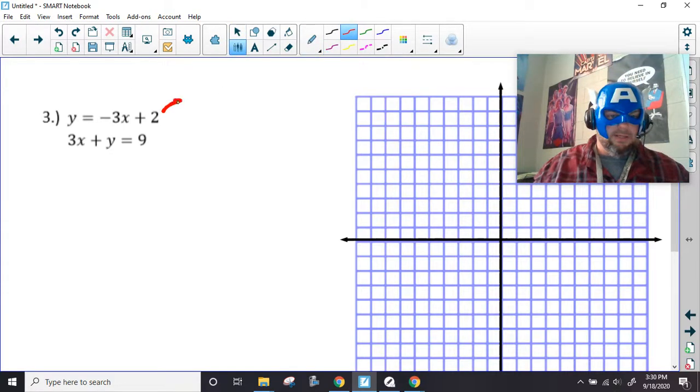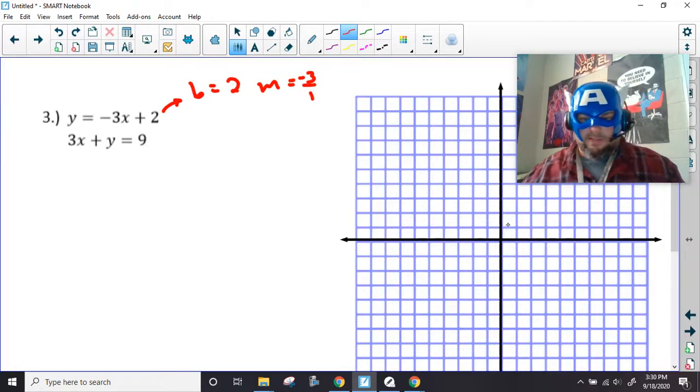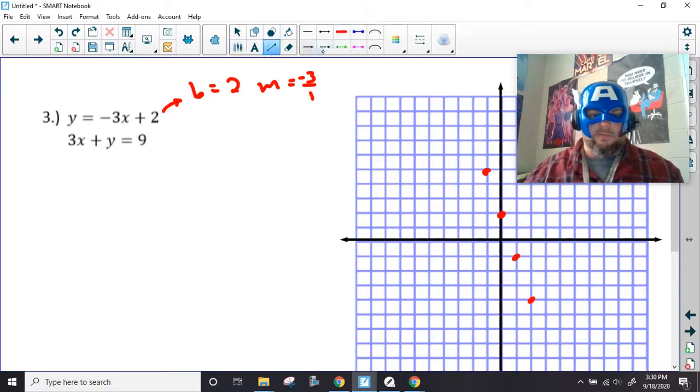Back to red. So my b is 2, my m is -3/1. So 1, 2 over, 1, 2, 3. 1, 2, 3. I'd better go back this way a little bit. 1, 2, 3. Just to make sure.